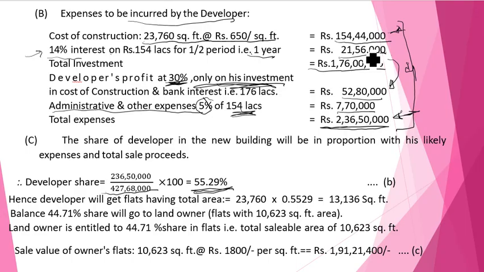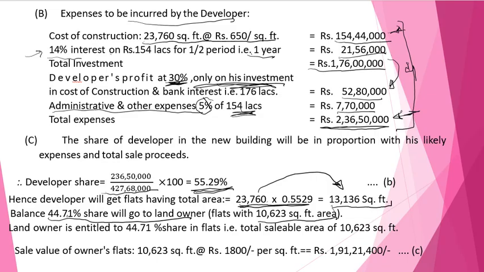It means 55.29% of 23,760 square feet will be the share of the developer, that is 13,136 square feet. It means the balance 44.71% share will go to the landowner. That means 44.71% of 23,760 will be 10,623 square feet of area.